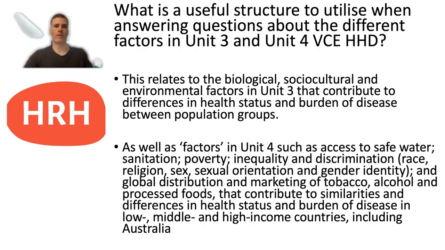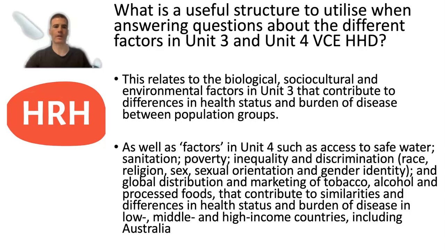So when this video references the different factors in Unit 3 and Unit 4 VCE HHD, this is what I am referencing. For Unit 3, there are the biological, sociocultural and environmental factors that come up when looking at differences in health status and burden of disease between the population groups. And then when it comes to Unit 4, they're not explicitly referred to as factors in the key knowledge point, but it's very similar. So looking at things like access to safe water, sanitation, etc. And this is often used to consider differences in health status and burden of disease between low, middle and high income countries.